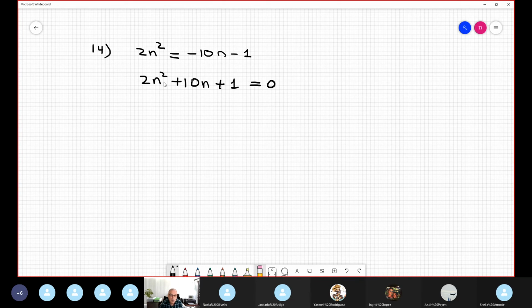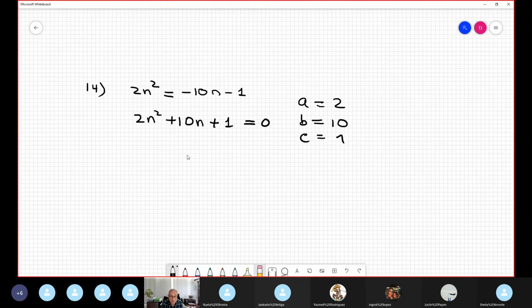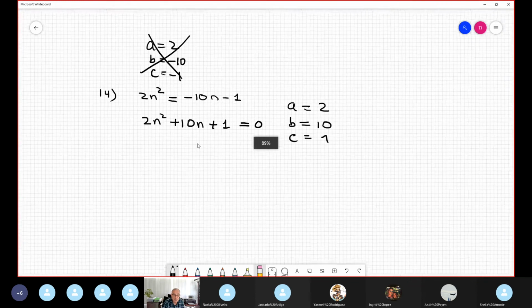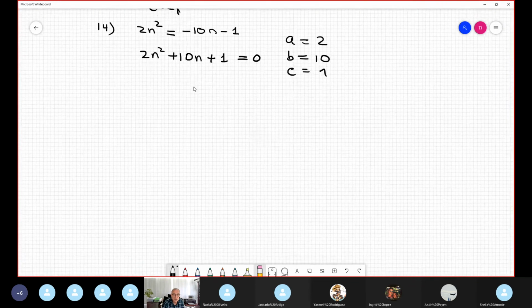And this is my equation where I start selecting ABC: 2, 10 and 1. A typical mistake that I see every day. Some students don't believe this and say, well, A is 2, professor, I saw it. B is negative 10, and C is negative 1. This is wrong. So first of all, you need to express it in standard form, and after that, you recognize ABC.